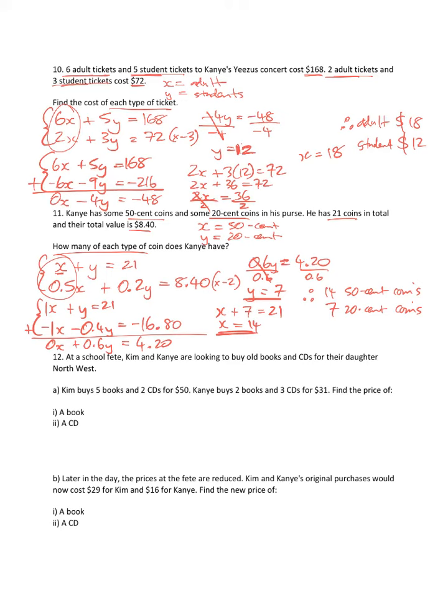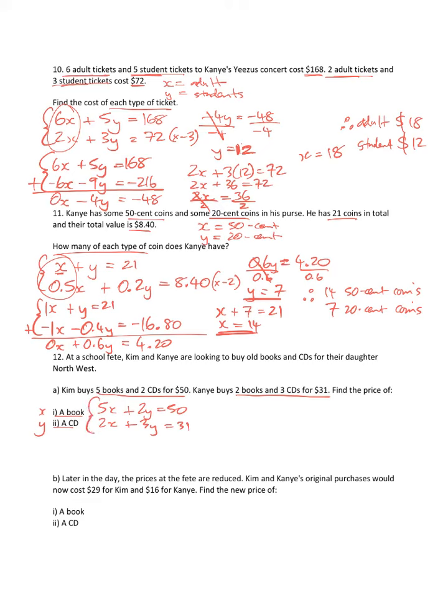Number 12. At a school fete, Kim and Kanye are looking to buy old books and CDs for their daughter, Northwest. That's legit what her name is. Kim buys 5 books and 2 CDs for $50. Kanye buys 2 books and 3 CDs for $31. Find the price of a book, a CD. So I'm going to make books X, CDs Y. So, sorry, 5 books, 5x, plus 2 CDs, 2y is equal to 50. And Kanye, 2x plus 3y is equal to 31.